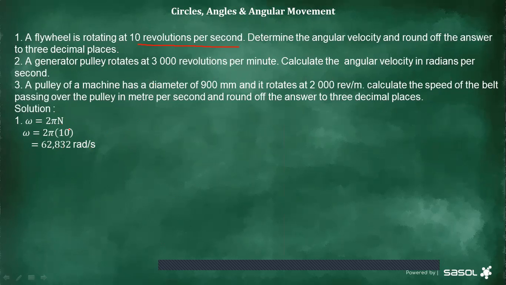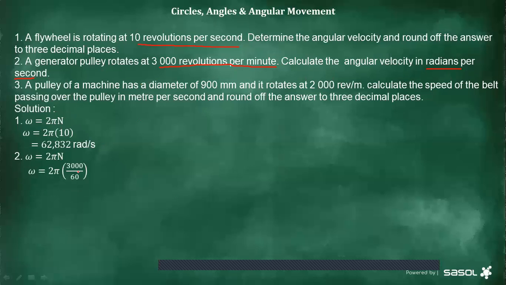Number 2, a generator pulley rotates at 3,000 revolution per minute. We can see that in this one, it is given in terms of revolution per minute. Now, the question says calculate the angular velocity in radians per second. Can you see the question? It needs the angular velocity in terms of radians per second. But now we have 3,000 revolution per minute. We'll have to convert that first. Let's see how we convert that.